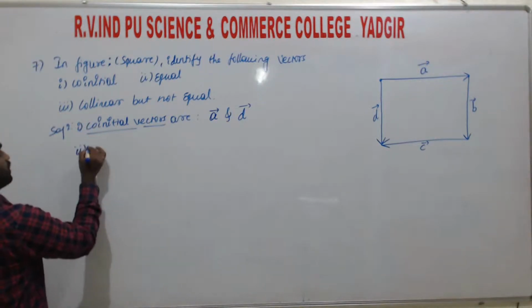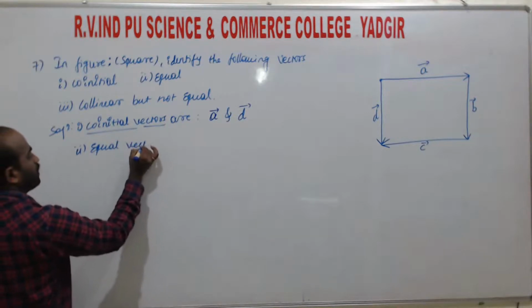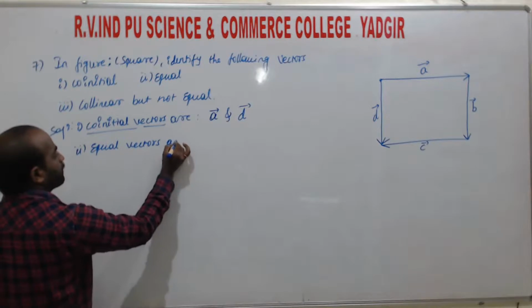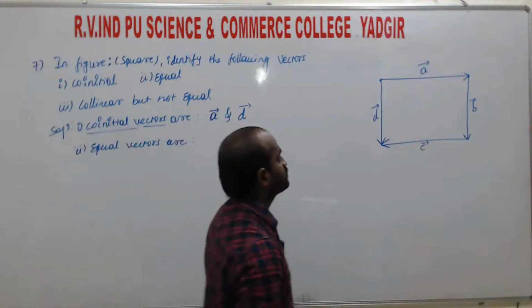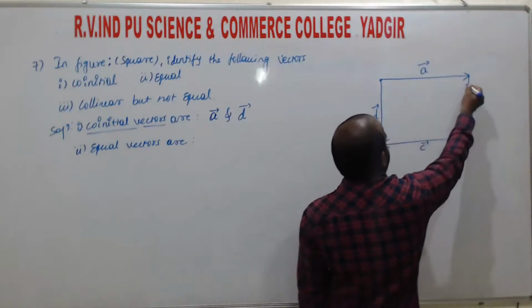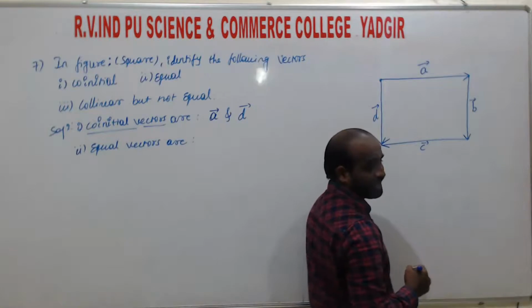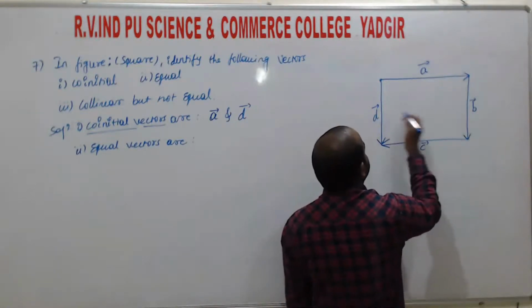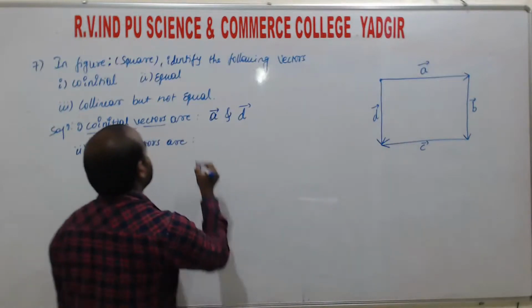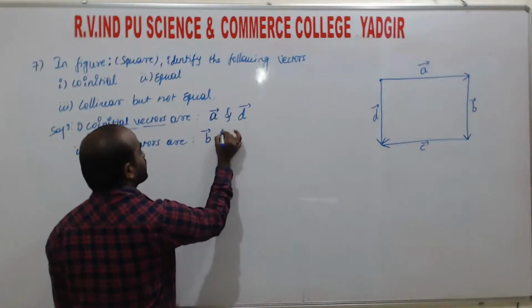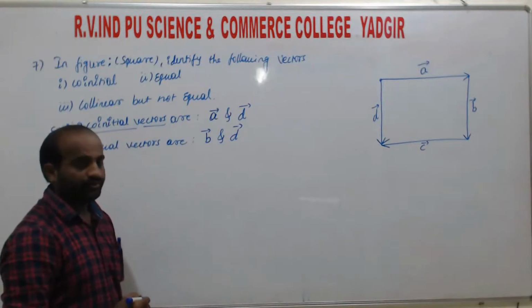Second, equal vectors. Equal vectors have the same directions. A and C are what? Opposite directions. B and D are what? Same directions. B vector and D vector are equal vectors.